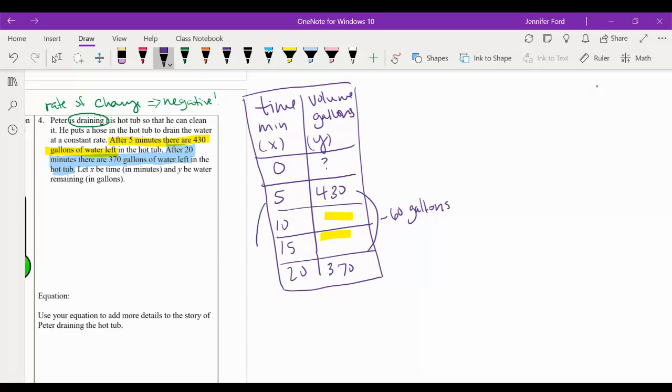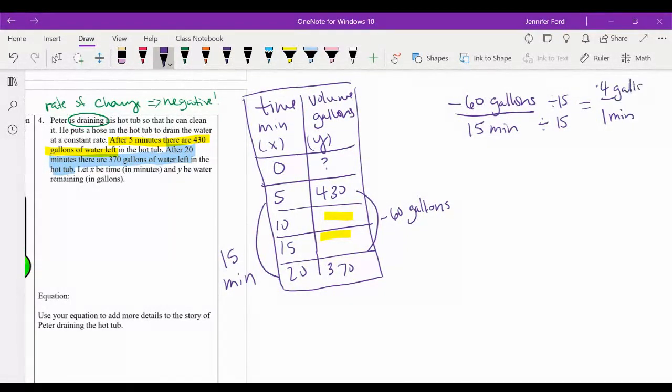And how long did that take? That took 15 minutes. Sorry for my stuffy nose. So if it goes down 60 gallons in 15 minutes, I'm going to divide that down. That means it goes down 4 gallons in 1 minute.